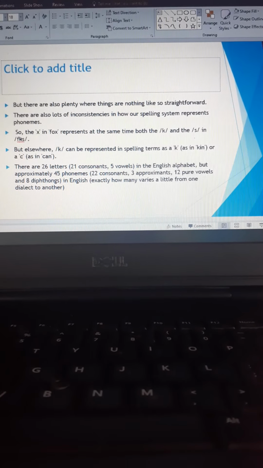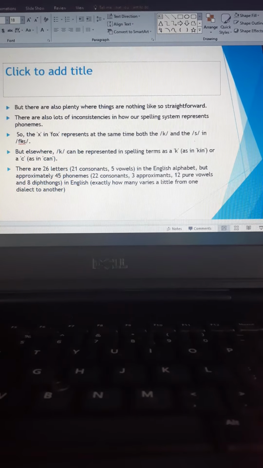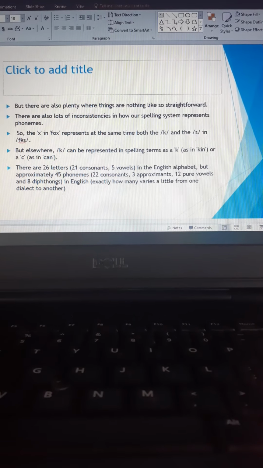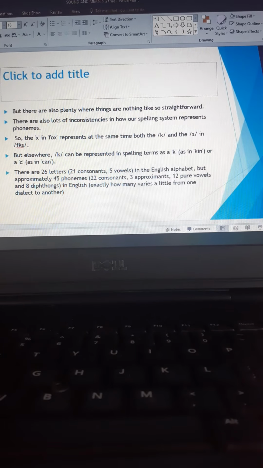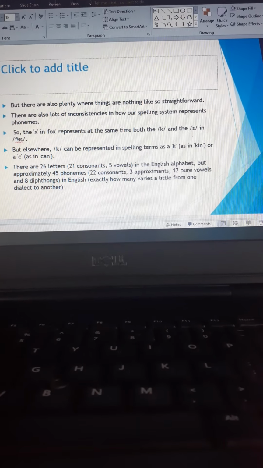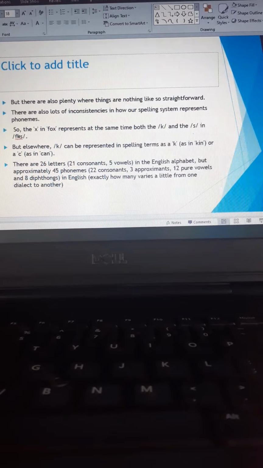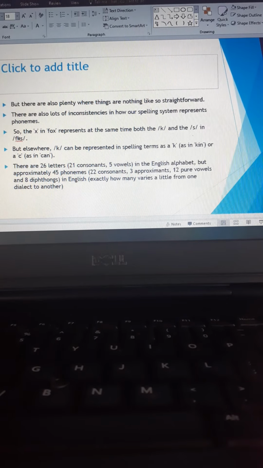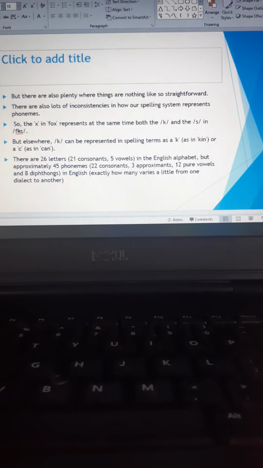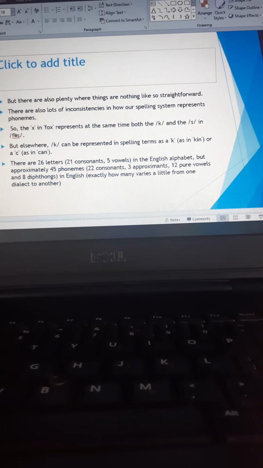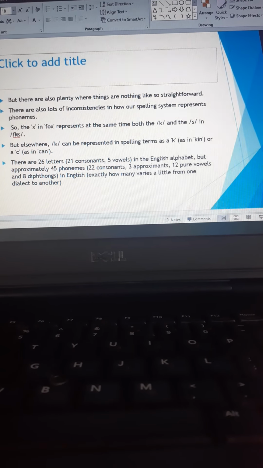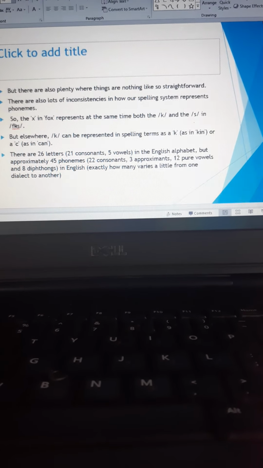But there are also plenty of words where things are nothing like so straightforward. There are lots of inconsistencies in how our spelling system represents phonemes. So the X in fox represents at the same time both the K and the S. But elsewhere, K can be represented in spelling as K, as in keen, or as C, as in can.